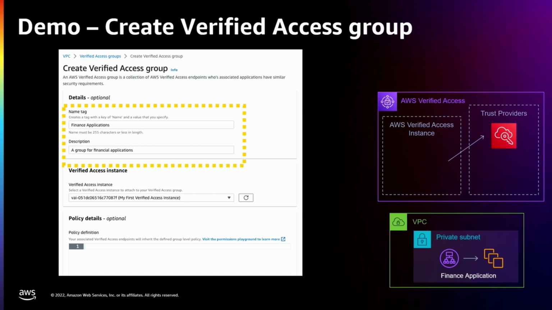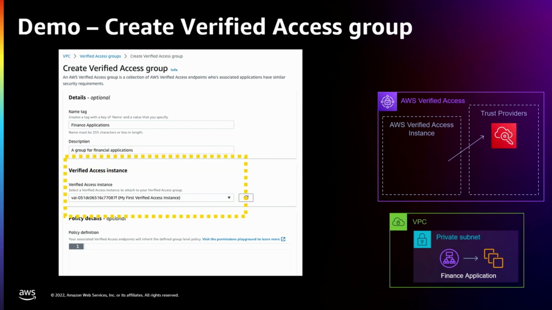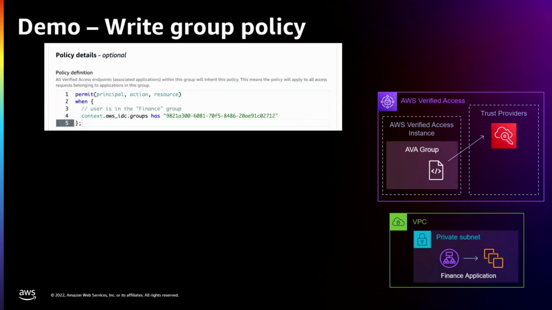I'm going to call this one Finance Applications. And then I'm going to select the instance that I just created. And then I'm going to go ahead and start writing a policy. So for this policy, I'm going to say permit access when the IDC groups has this group ID.